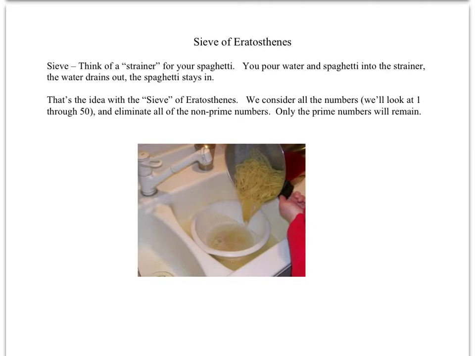That's the idea with the Sieve of Eratosthenes: we're going to consider a bunch of numbers, 1 through 50, and we're going to eliminate all of the non-prime numbers and only have the prime numbers remain when we get done. Just like you pour the stuff into the strainer, the water pours out, the spaghetti stays in. Well, that's kind of what we're going to do with the Sieve of Eratosthenes.